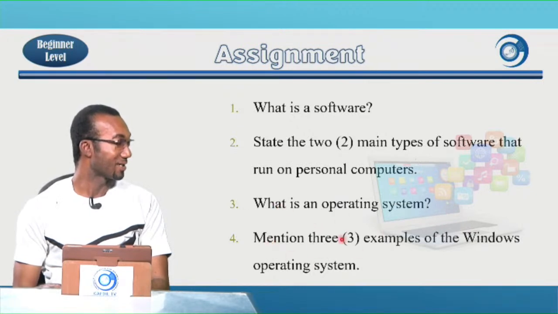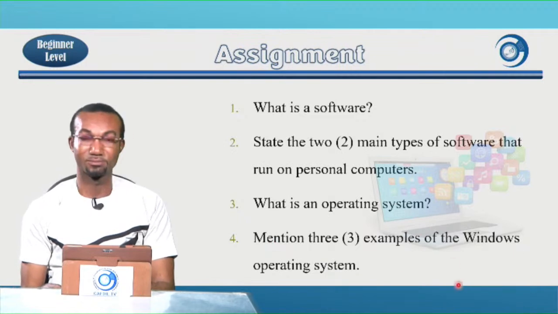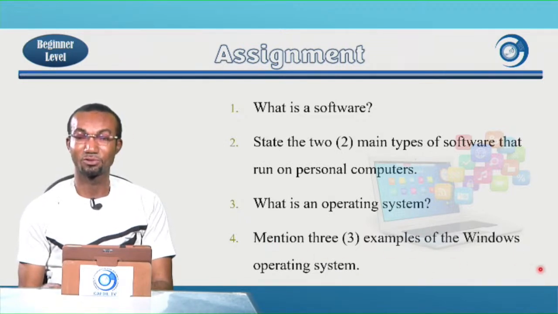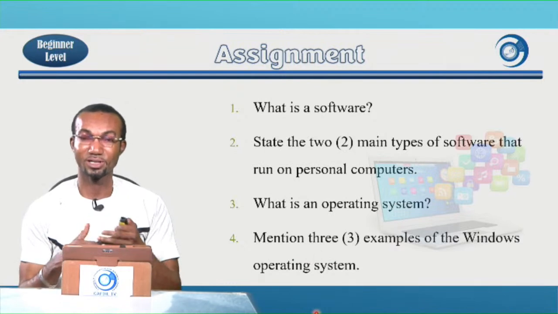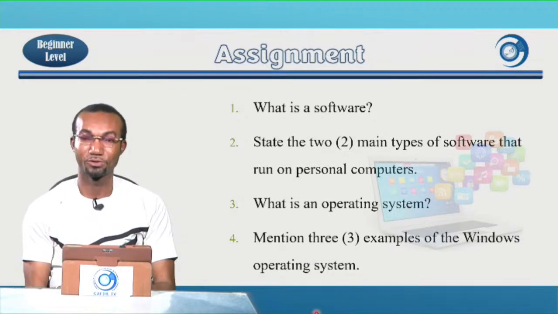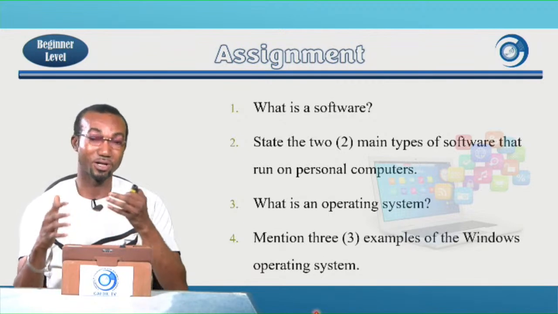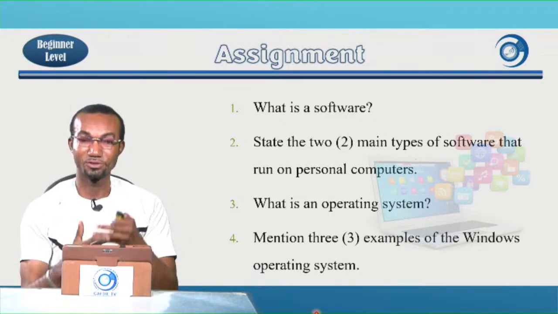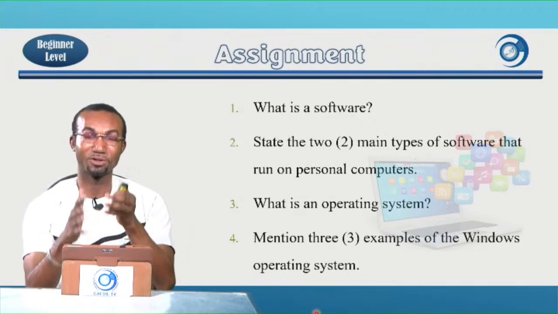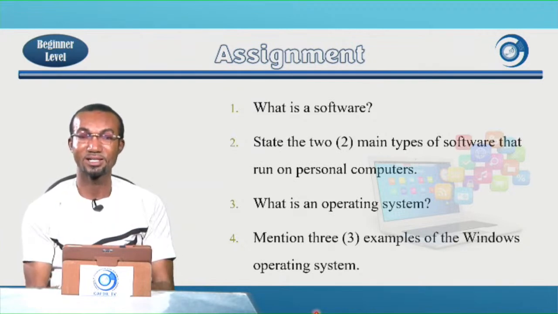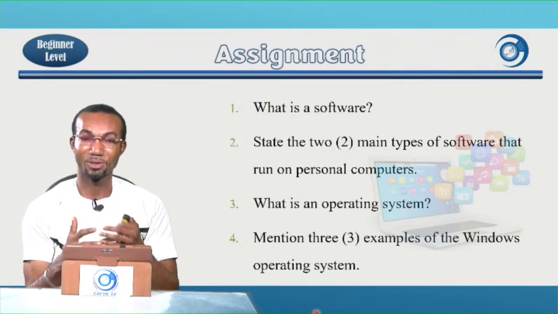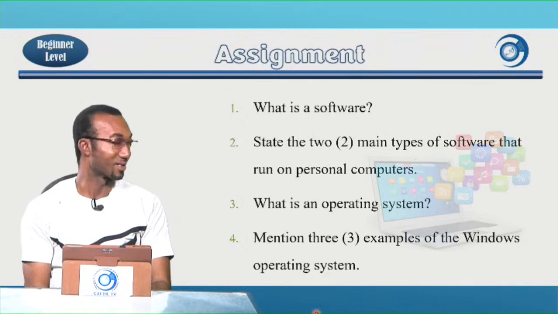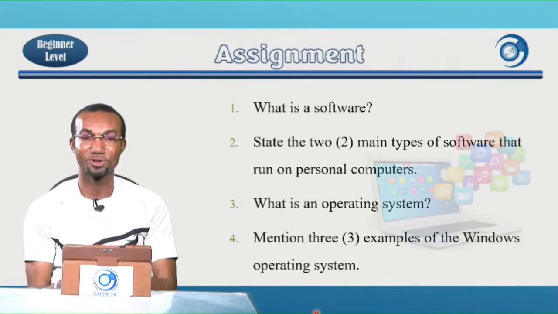And then 4. Mention 3 examples of the Windows operating system. So we are talking about the versions of Windows operating system. I showed you a lot of them. And if you are using a computer, you are even using one of the versions. So just mention 3 examples of the Microsoft Windows operating system. Viewers, I'll give you some few minutes to put the assignments down.